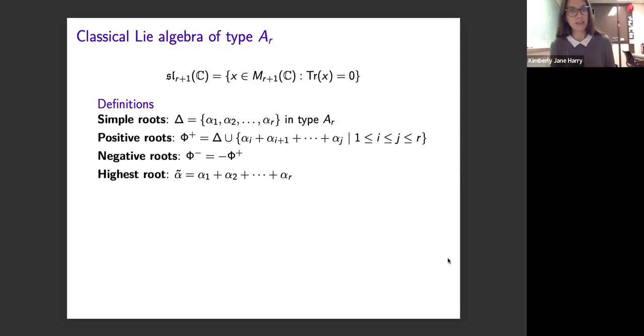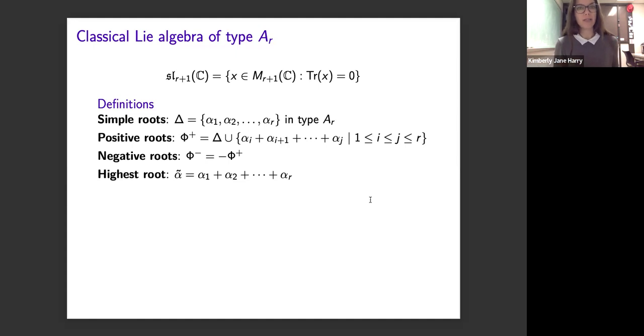So we have positive roots, which include the simple roots. And notice simple roots are just a single alpha. So alpha 1, alpha 2, all the way up to alpha r. That's in my type A. That's what a simple root will look like. In different types, simple roots look a little differently, but for type A, they just look like a single alpha.